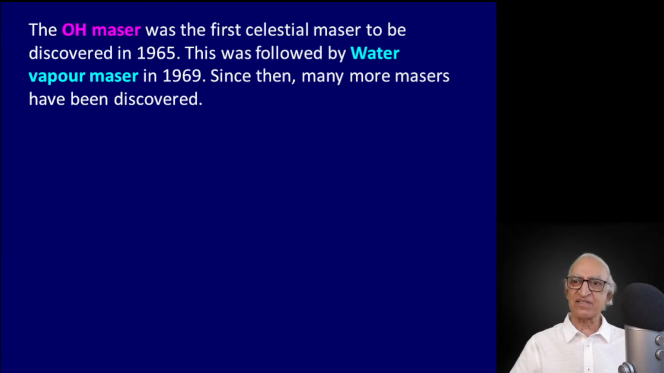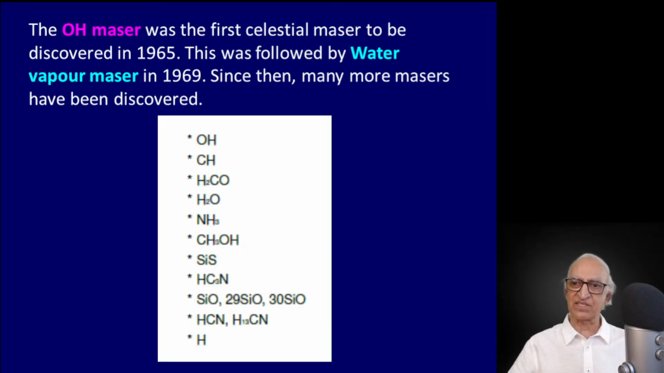Now, finally, I come to what I want to talk about. I have far exceeded 1 hour, but please bear with me. The first celestial maser was discovered in 1965, just a year after the first laser was made, and that was the OH maser. This was followed by water vapor maser in 1969. Since then, many more masers have been discovered.